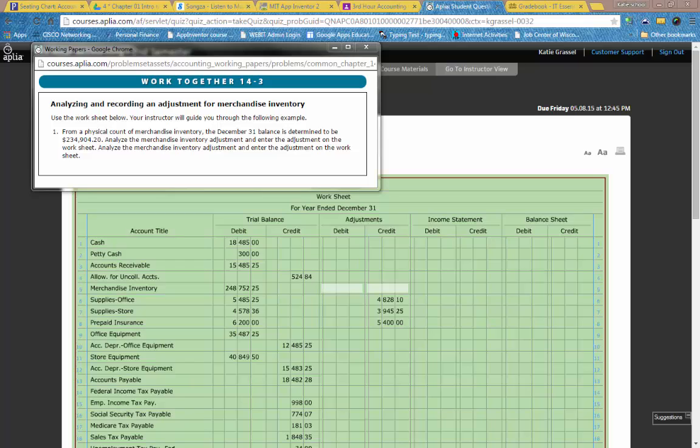The school store is working on that right now as well. They go through twice a year and they physically count inventory just to make sure that what is in the books is actually what is physically in the store. Now, there could be reasons why they don't match up.